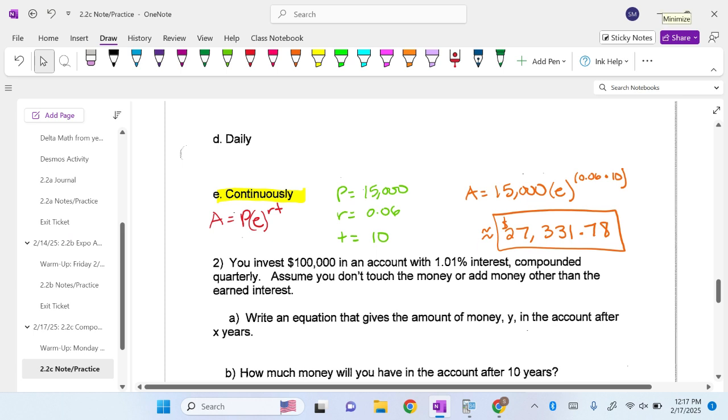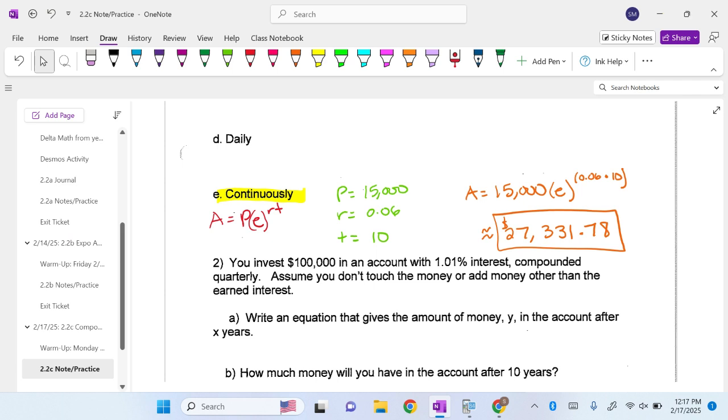Any questions on this? All right. So we're going to stop here today. Now, there is a Delta Math that combines everything that we learned from 2.2. So 2.2 A, B, and C all in one Delta Math. It should already be open. You guys have a solid 45 minutes to do this. So you can probably knock it out during class.